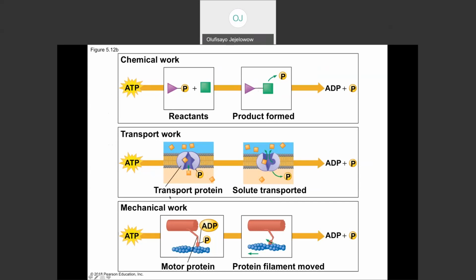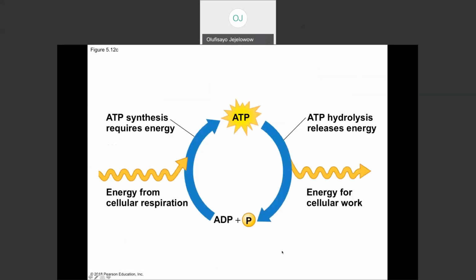During mechanical work, as in muscle contraction, ATP releases its phosphate again to phosphorylate the motor proteins and facilitate the sliding action. And then at the end of the day, ADP and inorganic phosphate will be formed. So protein filaments move and contraction takes place.